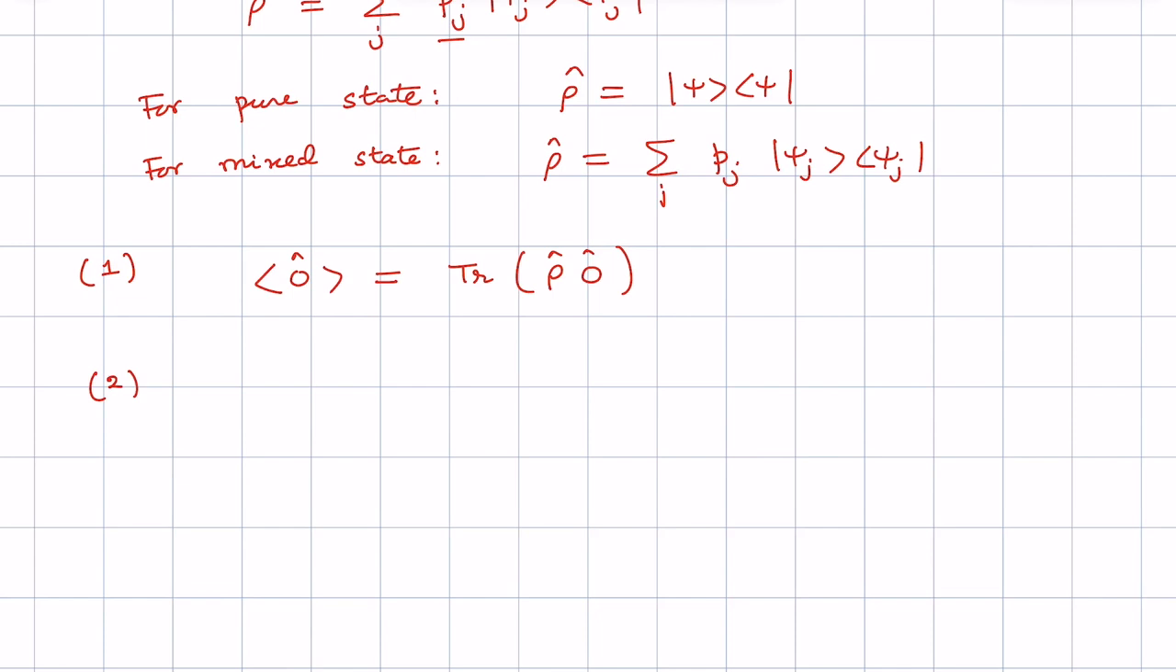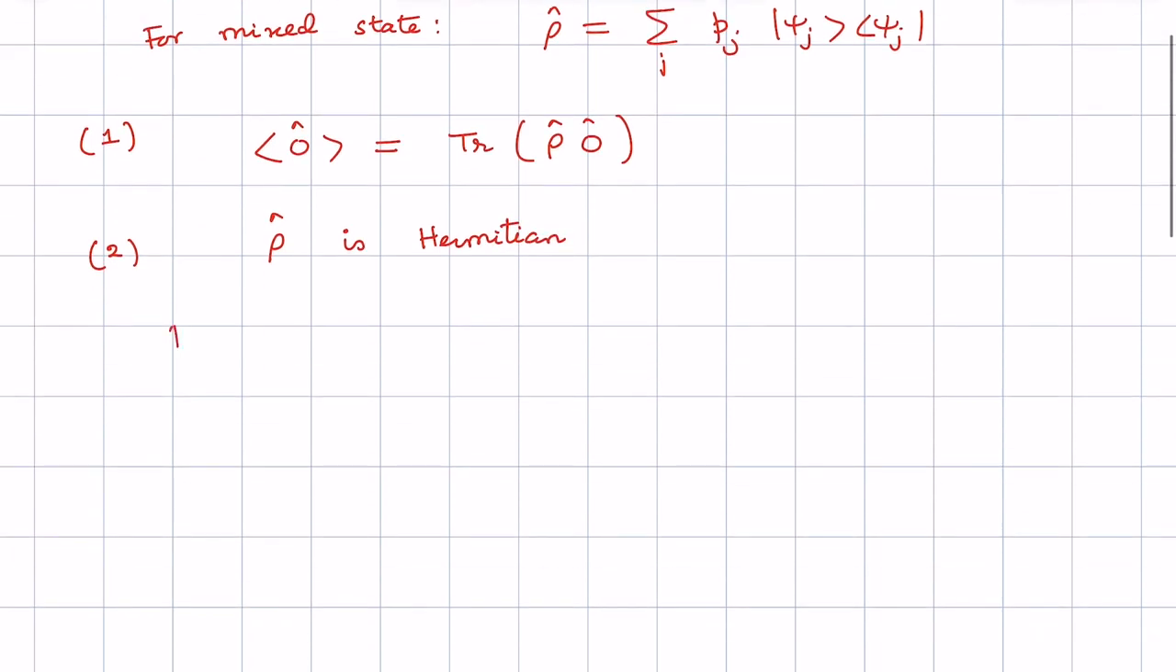And second property is that this density operator must be Hermitian. In fact, it is Hermitian. Rho is Hermitian. And we can prove it. And I will show you. Rho is Hermitian. Let us prove. Proof is simple. We'll start with the definition. Rho cap is equal to sum Pj |psi j><psi j|.